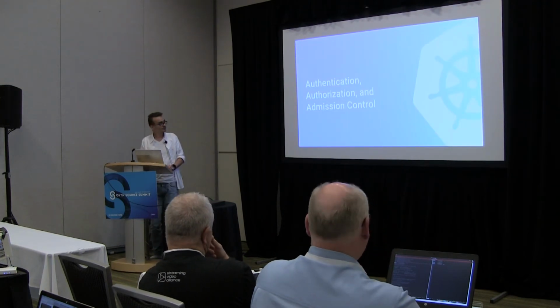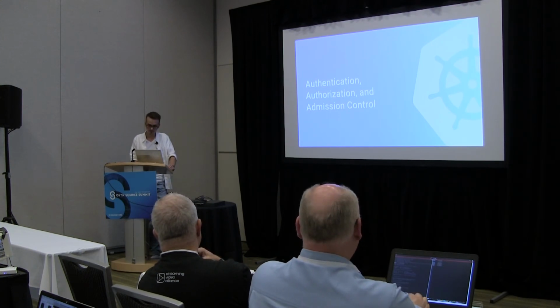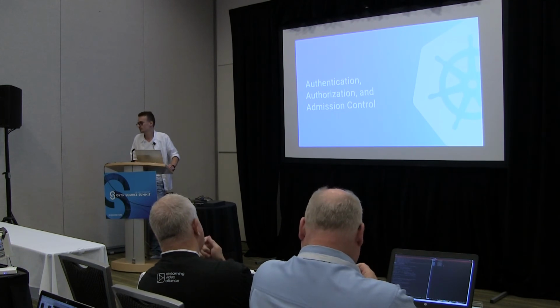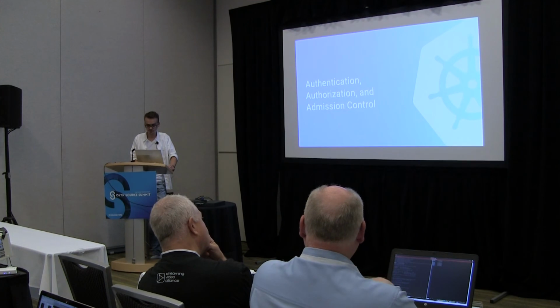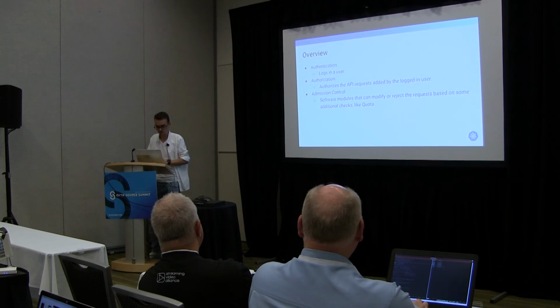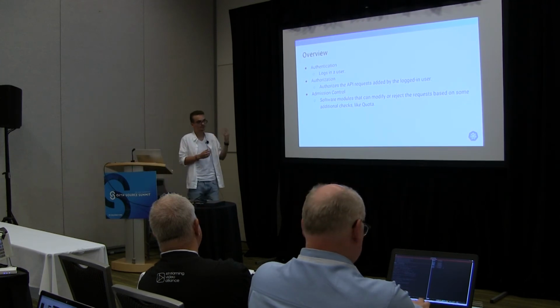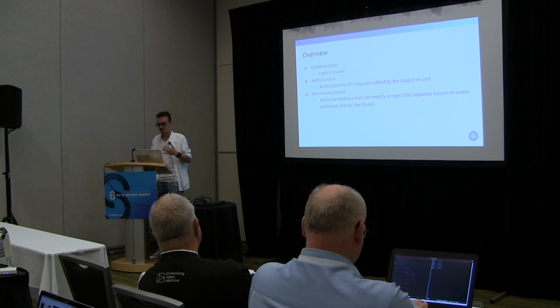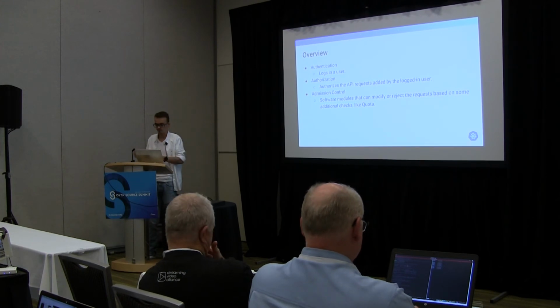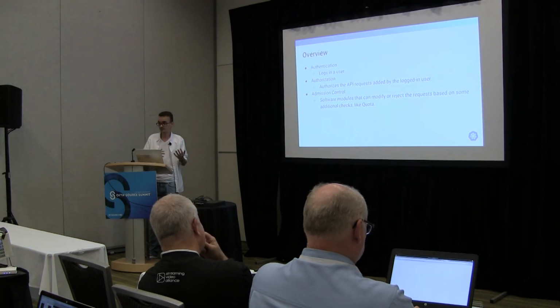All right, so the next part is about authentication, authorization, and admission control. These pieces of Kubernetes are extremely important if you are looking for some security. So first of all, what's the difference between them and what are the goals? With authentication, you log in as a user. Authorization authorizes the API requests made by the logged in user. So the API server clarifies these API requests as, yes, they are allowed to come here and they are able to be performed here.